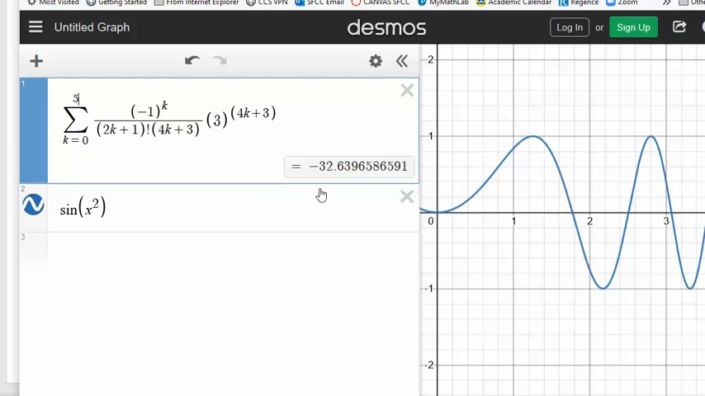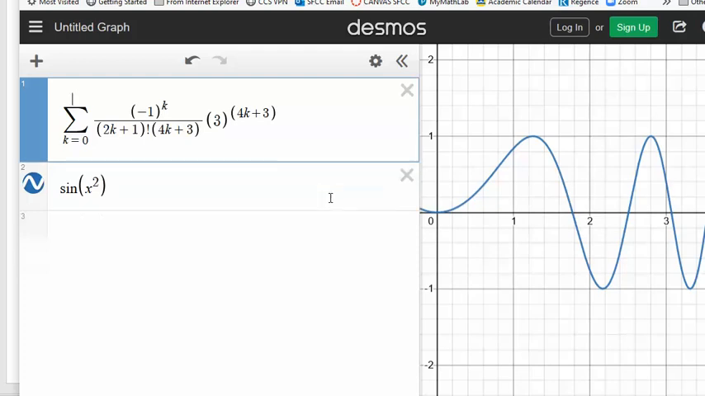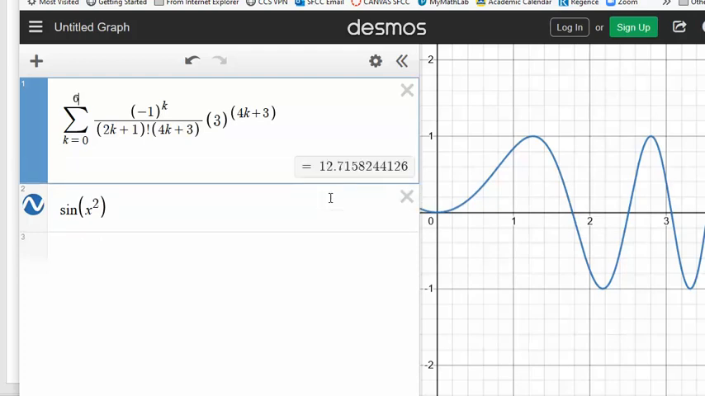So if I have 5 terms, I'm at negative 32. 6 terms is 12. It's really popping around here. So it's really fluctuating. 7, 8. We're going to have to bump it up. Let's bump up to 10. What we're looking for is for these first 2 digits to start stabilizing. So I got 0.79, 0.77.